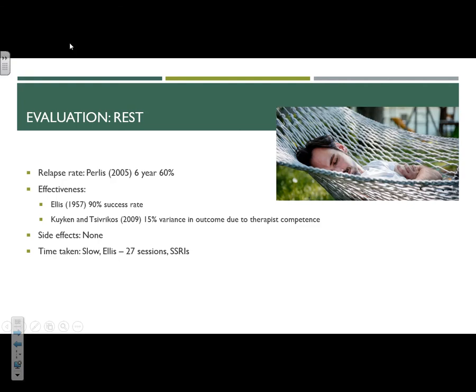Beneath and colleagues in 2009 found that there was a 15% variance in outcome. So they found that while some people had a 90% success rate, there was a 15% variance in outcome across many different people, and that was due to therapist competence.